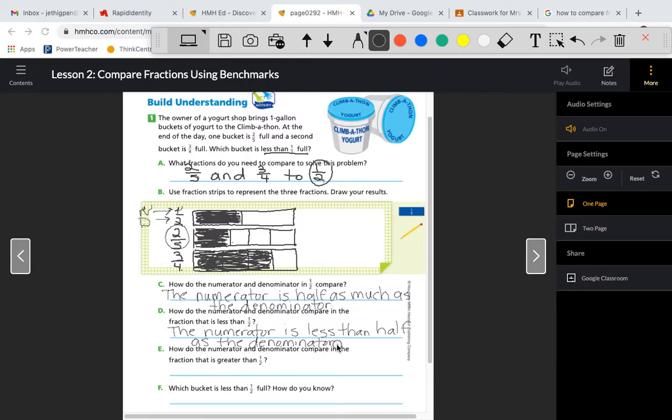Okay, let's look at E. How do the numerator and denominator compare in the fraction that is greater than 1/2? So 3/4 is greater than 1/2. So how do those two numbers compare? This time the numerator is greater than half as much as the denominator.